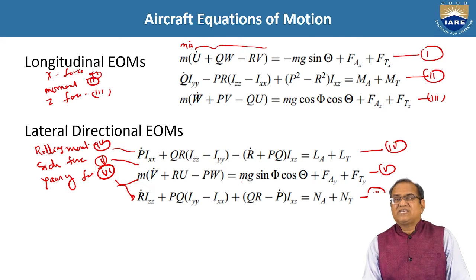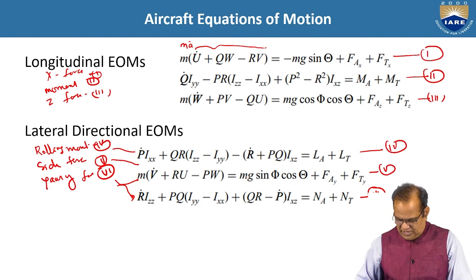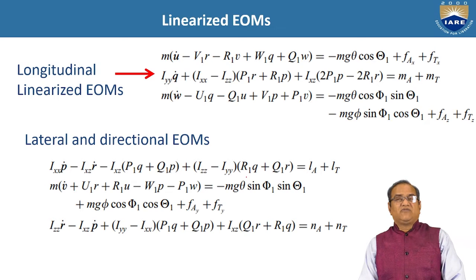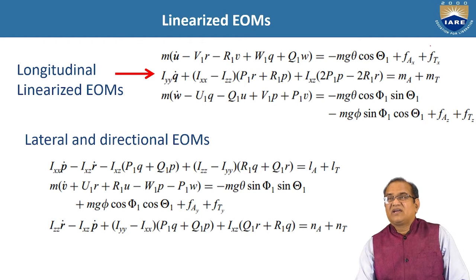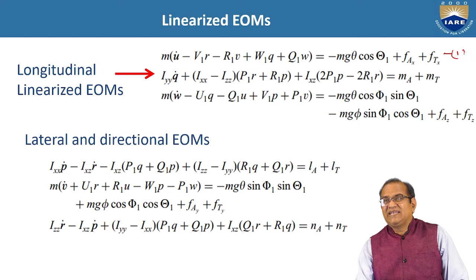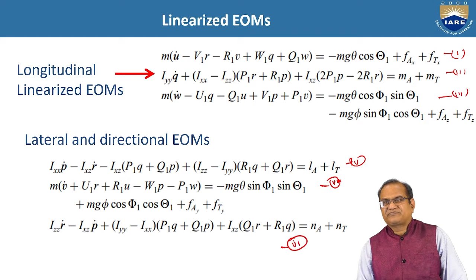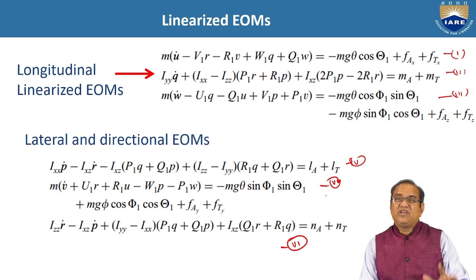Now these equations are very difficult to solve. So next, we have to make these equations in a linearized form. And if you see the linearized form, the longitudinal linearized equations of motion, again, our equation number 1 is made linearized like this. This is the equation number 2, and this is the equation number 3. This is the equation number 4. This is the equation number 5, and this is the equation number 6. So, same we have made the linearized equations of motion using the perturbation theory.